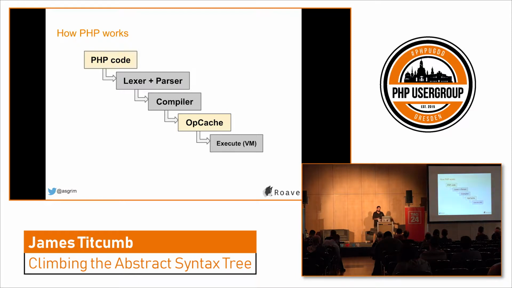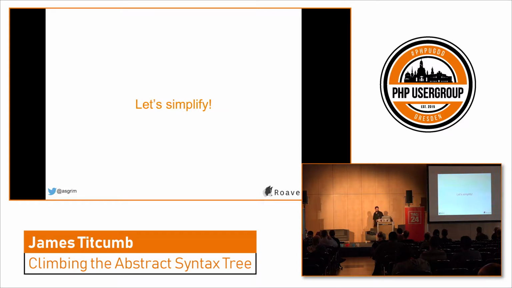That generates the opcodes eventually, which get executed on the virtual machine. That's not like Vagrant or anything like that. It's a virtual machine because it's not actually running directly on the CPU like you might with assembly and things like that. It's a virtual machine. So let's simplify, because I haven't really said what an AST is. Okay, so let's do that now.